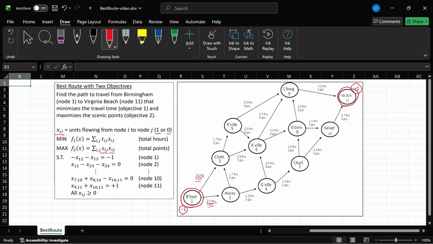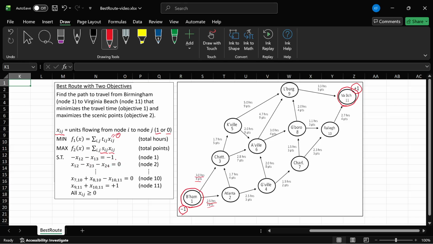The way they work is, if the connection is included in the path that is chosen, the value for x will be 1, and then the travel time or the scenic points will add up to the total. But if the connection is not included, the value will be 0, and then the travel time or the scenic points will not be added to the total.